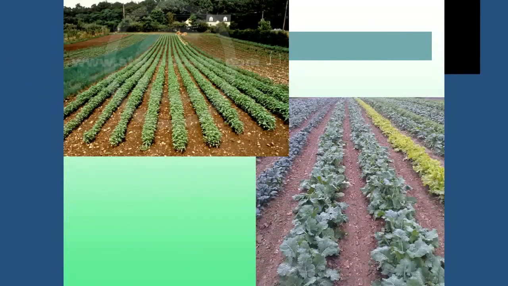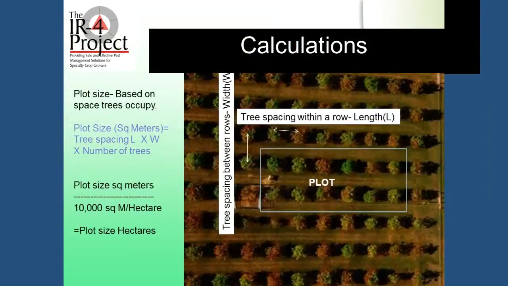These are just some other fields with some other crops that we're going to be using, such as basil and a type of greens. Okay, that's okay. You can go to the next slide. Thank you. Okay, so the plot size is based on the space that the trees or plants occupy.